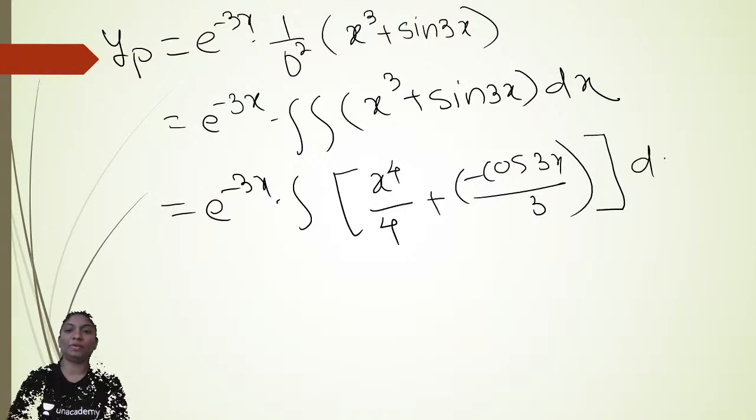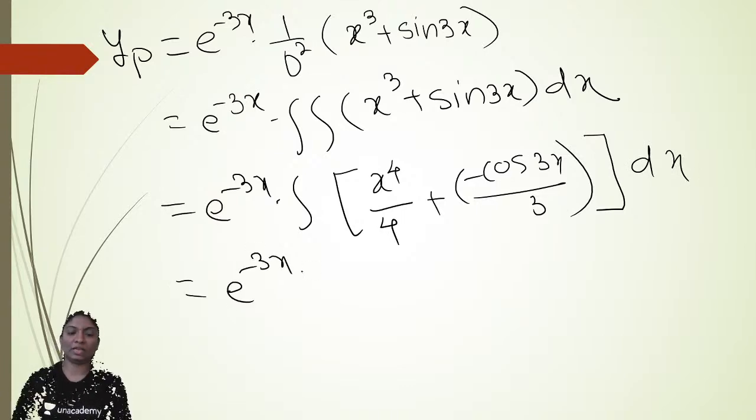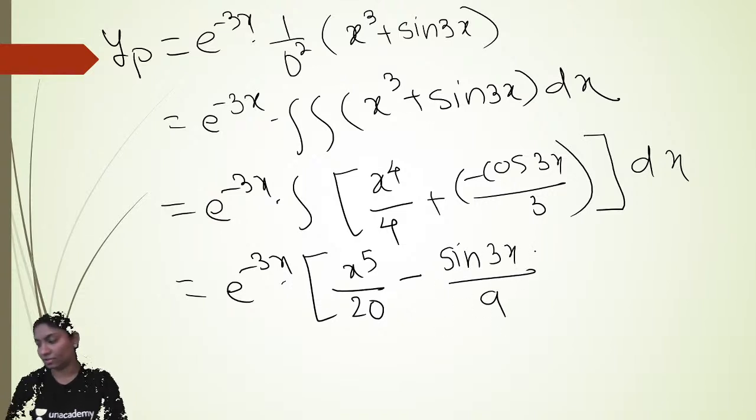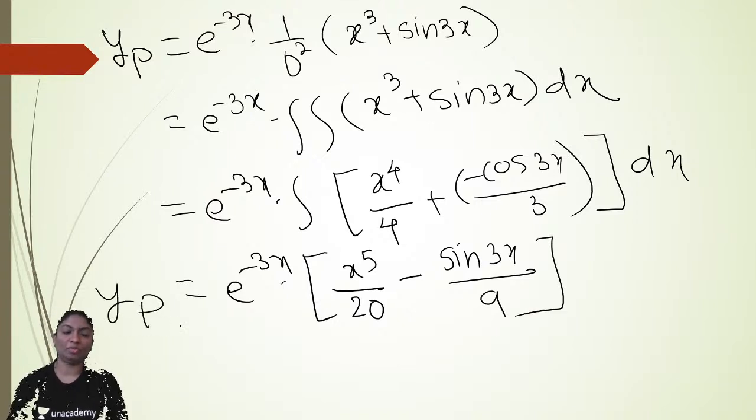Now again we have to integrate this. So you will get e raised to minus 3x into the integration of x raised to 5 upon 5 into 4, which is 20, minus the integration of cos 3x, which becomes sin 3x by 3 into 3, that is 9. So sin 3x by 9. So this is your yp. I hope you are clear.